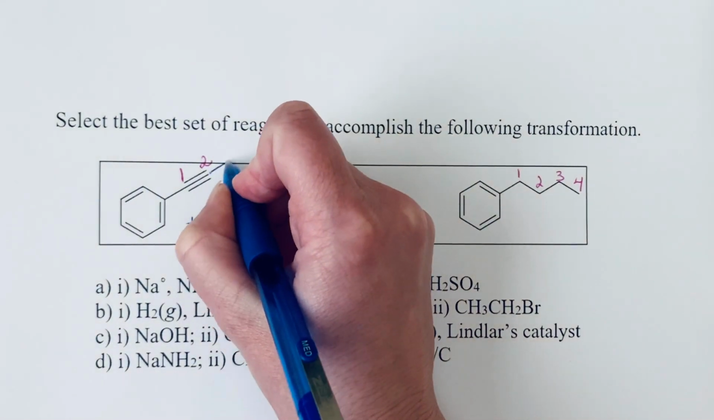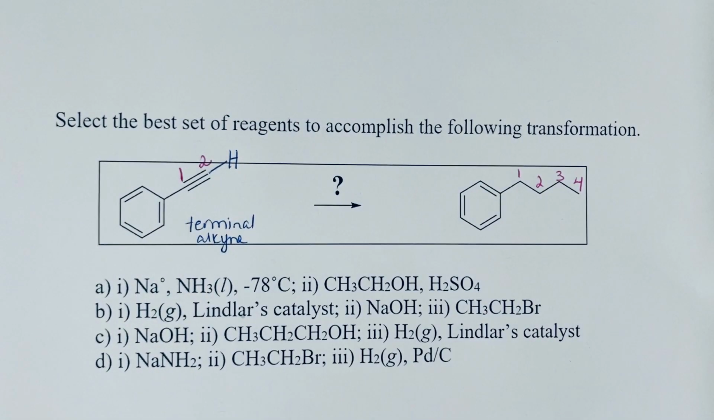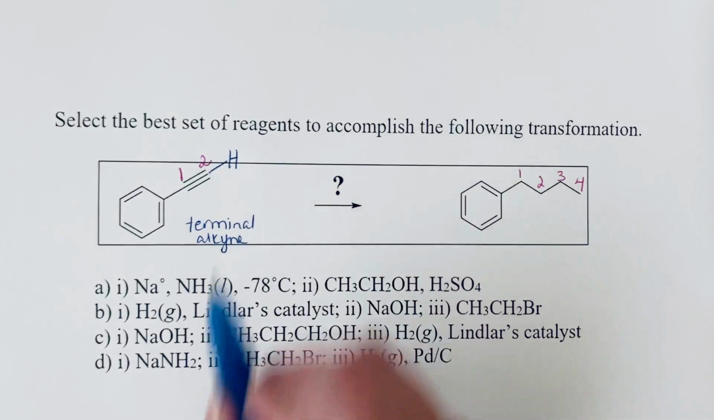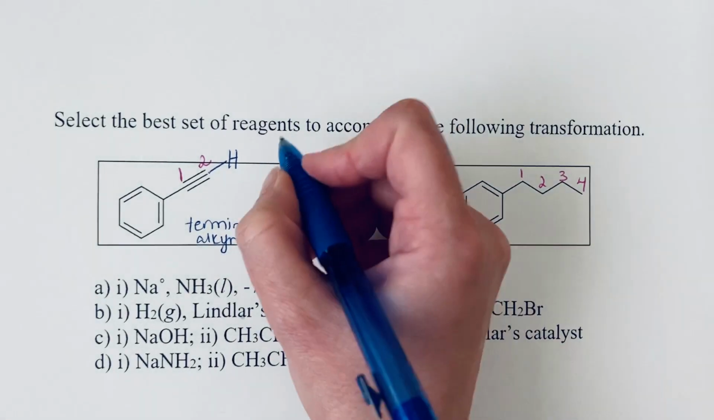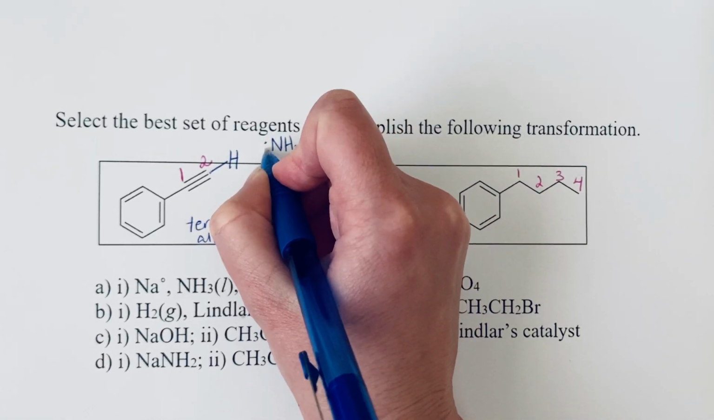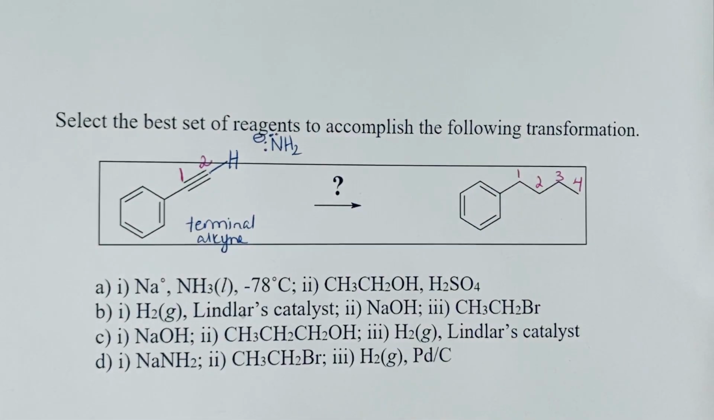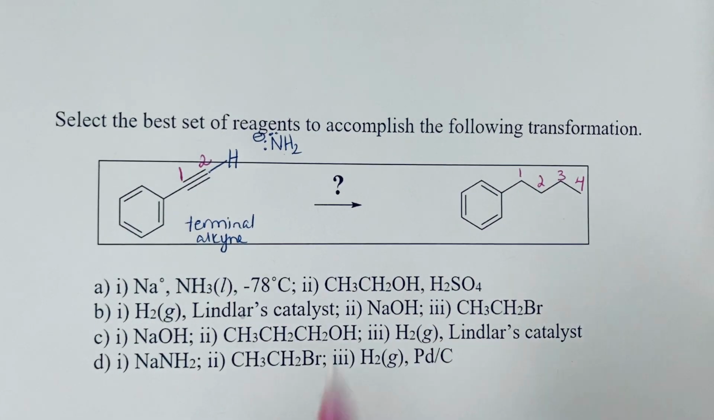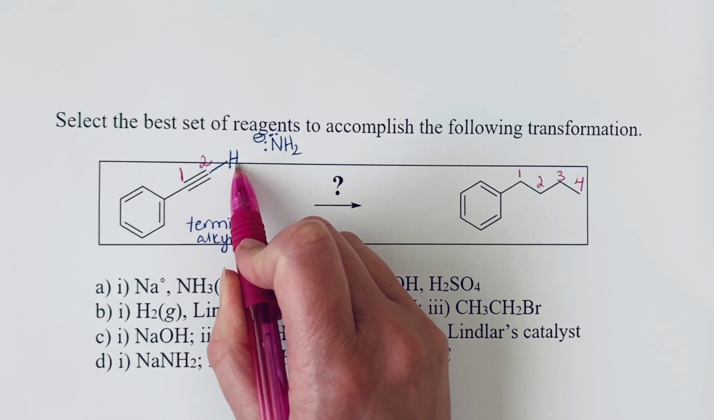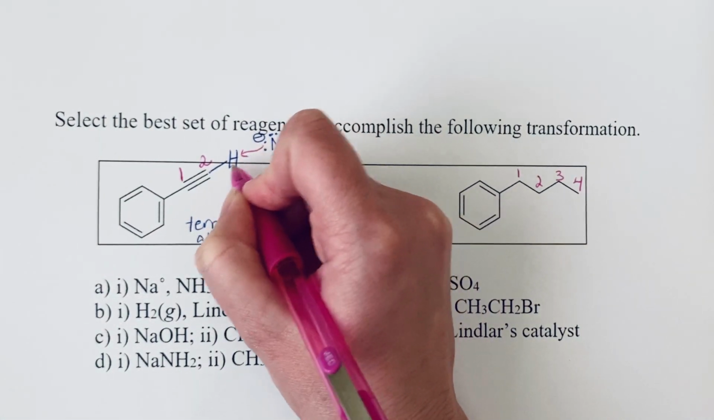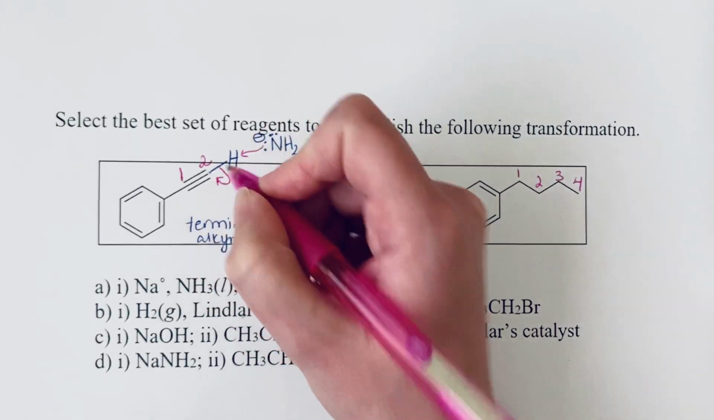So if we want to deprotonate a terminal alkyne, we need first a really strong base. So it needs to be a base that is strong enough to remove the hydrogen of a terminal alkyne. So the base that we typically use for this is NH2 with a negative charge. So this is the conjugate base of ammonia. And so this is a strong enough base to remove a terminal alkyne hydrogen. So this is the first thing that we want to do, is to remove that hydrogen.